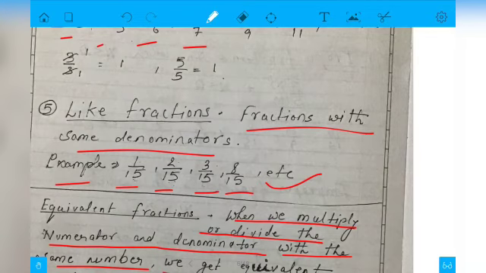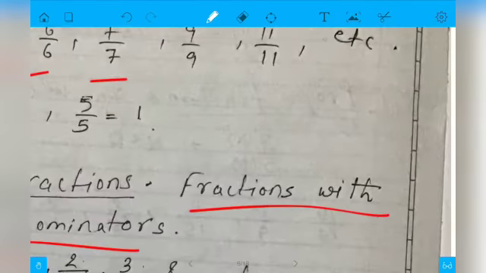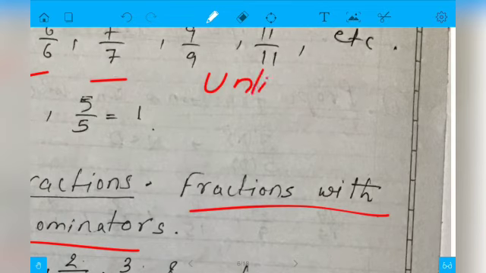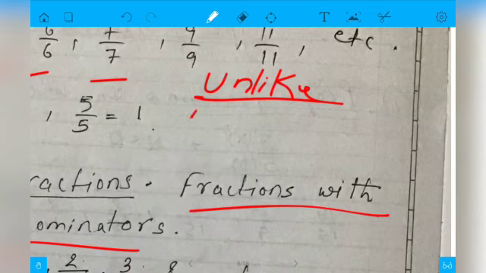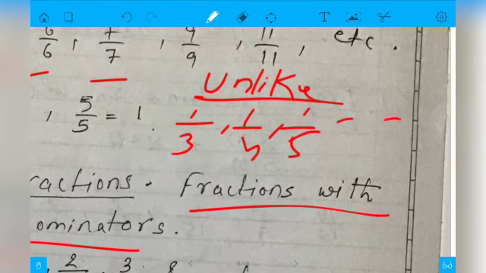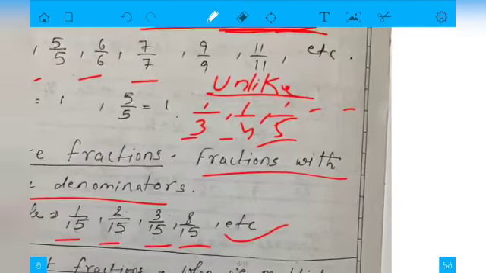Now if the denominators are different, they will be unlike fractions. For example, you will see over here, if I write 1 by 3, 1 by 4, 1 by 5 like this, these are all unlike fractions. Why? Because the denominators are different.